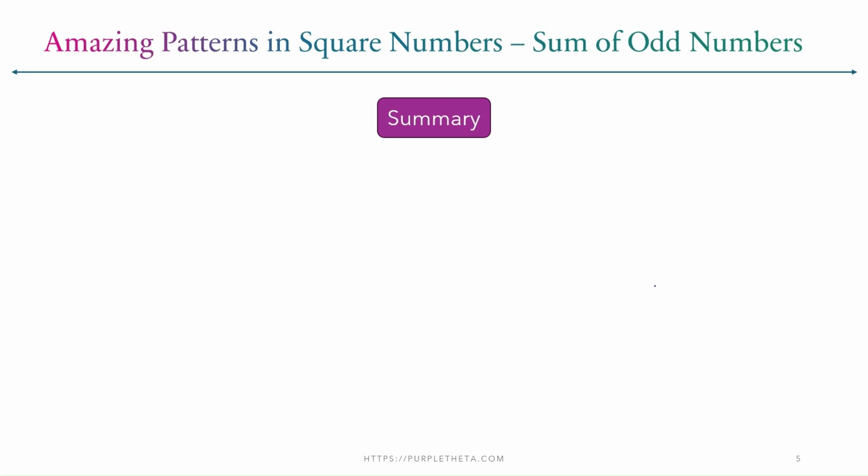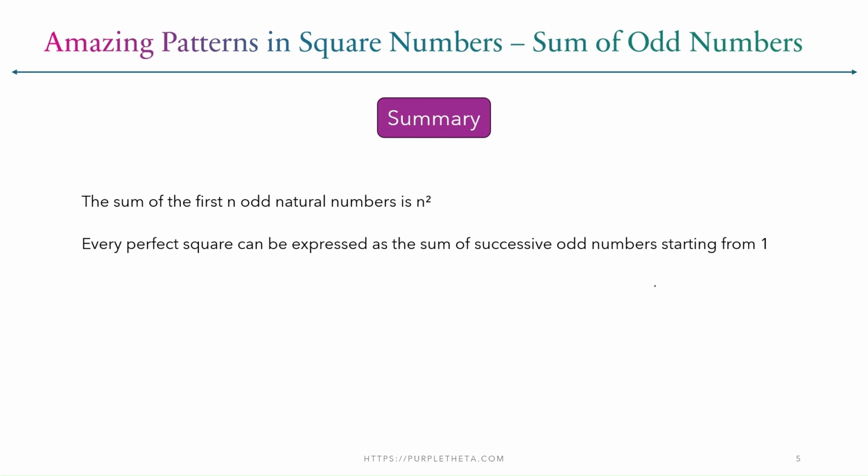In this video, we learned that the sum of the first n odd natural numbers is n square. Every perfect square can be expressed as the sum of successive odd numbers starting from 1. Then we saw that we can use this method to check whether a number is a perfect square or not, right? So hope you understood these patterns clearly. In the next video, we will explore even more interesting patterns in square numbers.